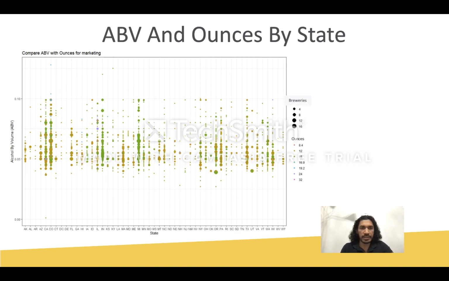In this final chart we are trying to learn the relationship between ABV and ounces. The main takeaway from this chart is that the best selling beers are 12 ounce and 16 ounce. A lot of these states sell 12 ounce and 16 ounce, and California and Colorado are the top two states in selling them. And as the ounces rise, we see that the alcohol content also increases.